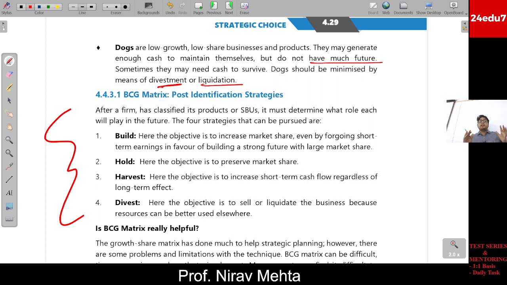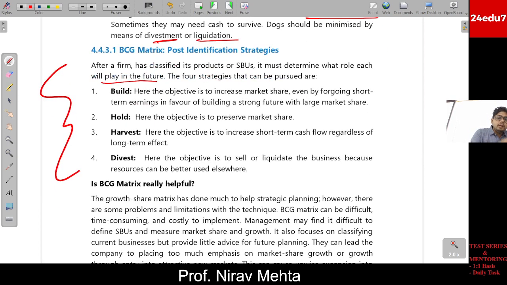Now, after a firm has classified its products into these four categories, it must determine what role each will play in the future. The four strategies that can be pursued are: Build. Here the objective is to increase market share, even by foregoing short-term earnings in favor of building a strong future with large market share. So if your business is in the star category, then you can go for building the business.